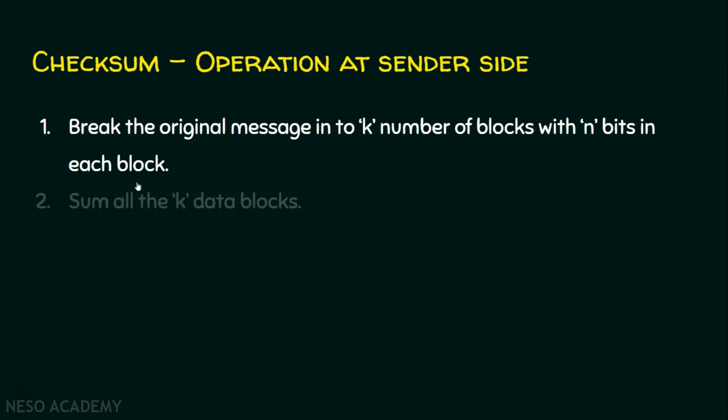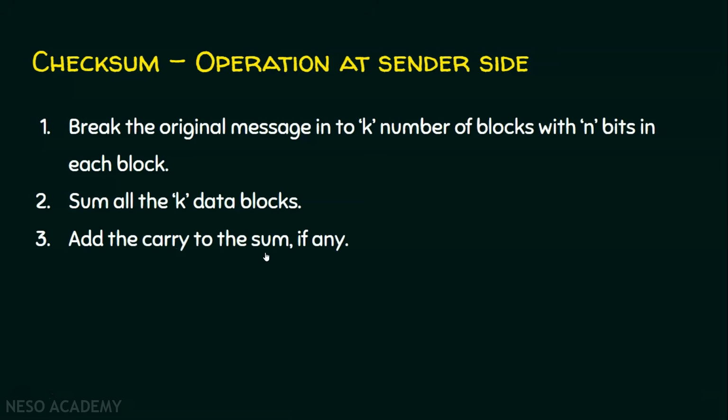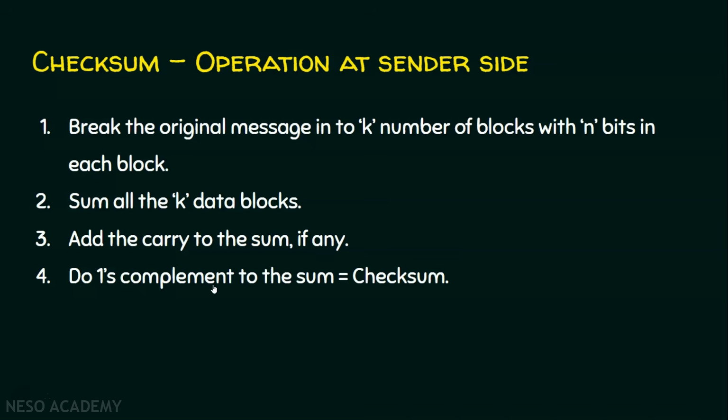And step number 2 is we are going to sum all the k data blocks. We know in the previous step we have broken the original message into k number of blocks, and we are going to add or sum all the k number of blocks. The summation sometimes may generate a carry, and add the carry to the sum if any such carry is generated. And the last step is just to do one's complement of the sum. Whatever we get after performing the one's complement is called the checksum.